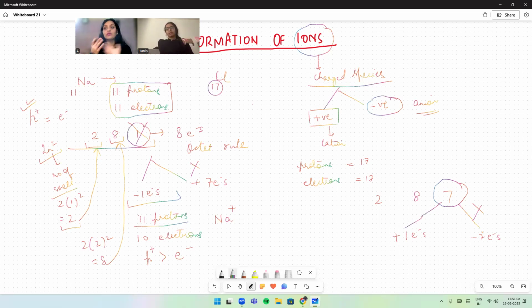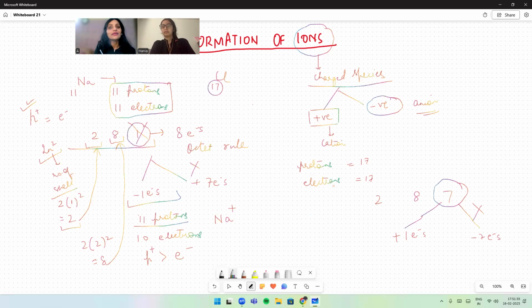Because if I lose 7 electrons, the number of protons is way higher. So they are going to exert a stronger force of attraction on the leftover electrons. They will not allow those electrons to move away, because positive and negative have a very strong force between them. Opposite charges always attract each other, right? So in the case of chlorine, we are going to gain 1 electron.